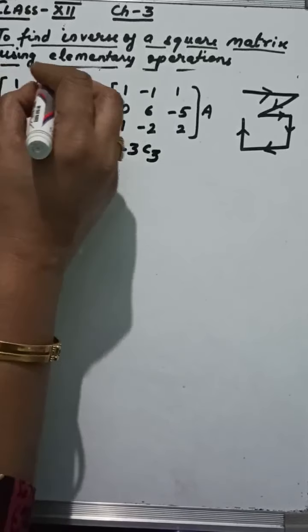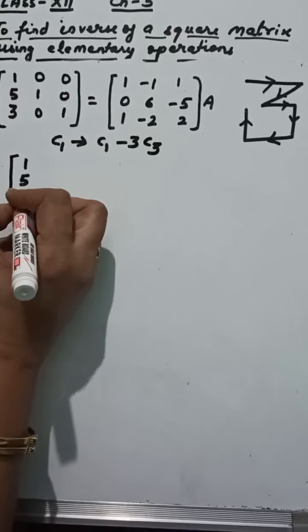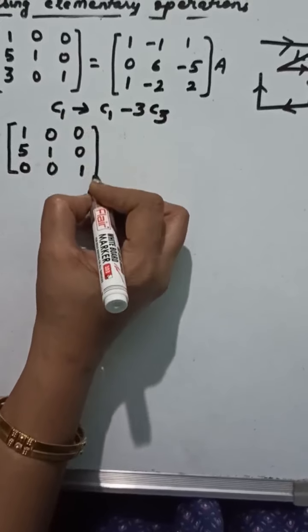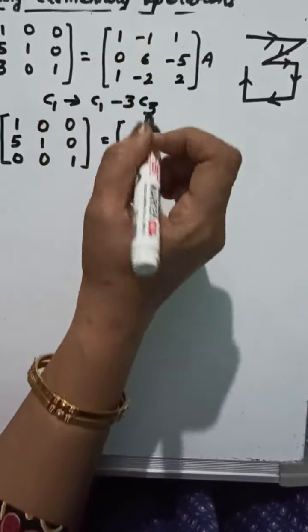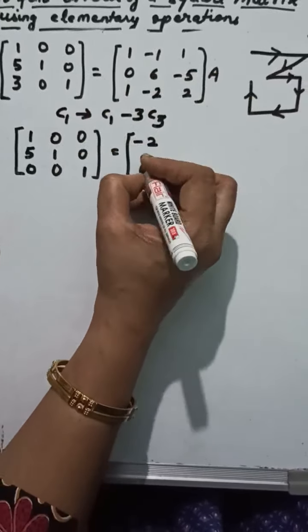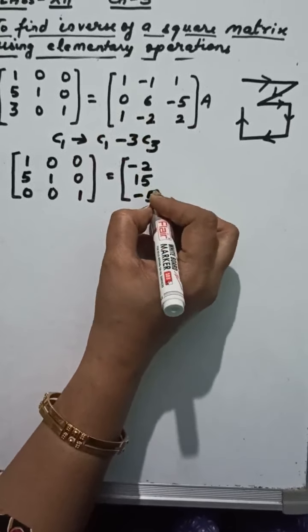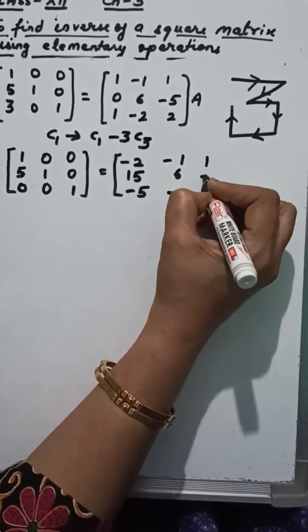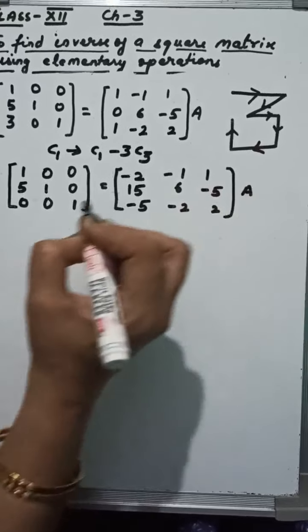So 1, 1 minus 0, 5 minus 0, 5, 3 minus 3, 0. Second column as it is, third column as it is. The same operation is applied on the right hand side. 1 minus 3, minus 2, 0 minus 3 times this, 15, 1 minus 6, minus 5. Second column as it is, third column as it is, and A matrix.